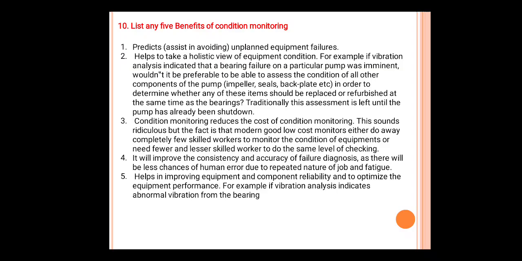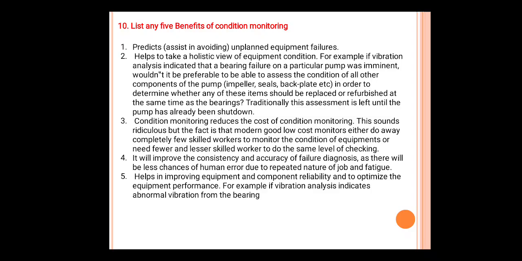Then next, list any 5 benefits of condition monitoring. This one is important because if you go through the previous question papers, you will come to know this question has been asked many times. Let's see what the benefits of condition monitoring are. First, it predicts unplanned equipment failures. Second, it helps to take a holistic view of equipment condition.